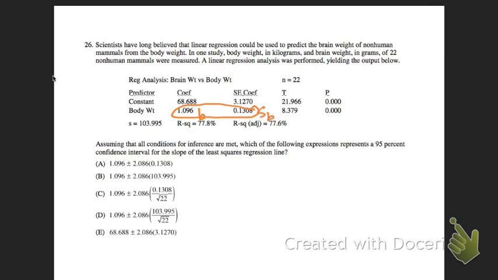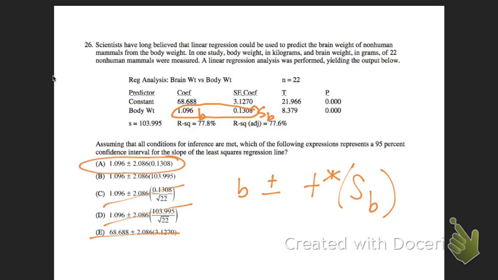The SB. Yep. So the formula for the confidence interval, and this one is not on the formula chart, is b plus or minus t star times SB. So I need the numbers 1.096 and 0.1308, so get rid of E and those others. Just A. I don't even have to calculate t star because they're all the same all the way down. So C and D have nothing to do with sample size when you're talking about confidence intervals and test statistics for bivariate data.